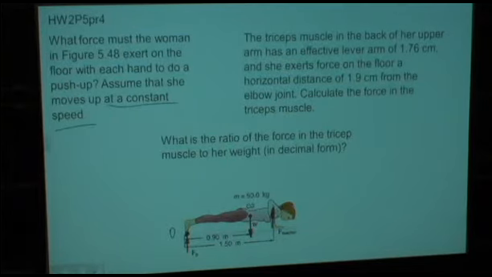Now, this is the first tricky part. We have to assume she's actually moving, but because it says constant speed, there is no acceleration. No acceleration means still everything, net torque, net force is equal to 0. So it's just to trick us. Still, net force equals 0, and net torque equals 0.